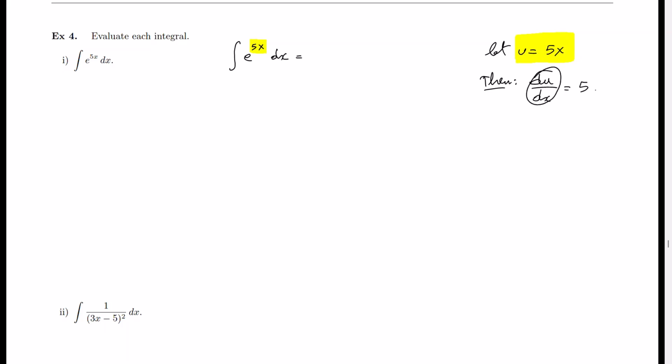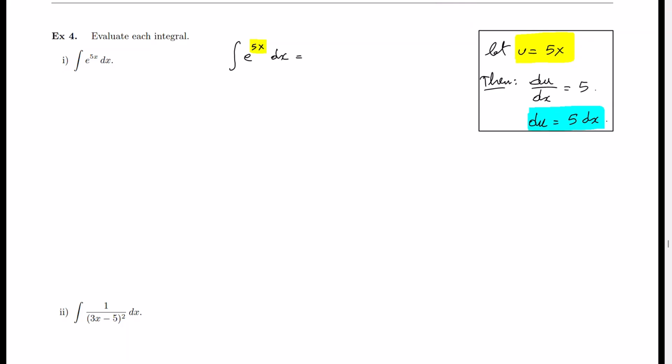But we like to separate our u's from our x's, so I'm going to do an extra step, and I'm going to multiply both sides of this equation by dx to get 5 dx equal to du. So this is the quantity that I usually like to color in blue. So that is the table that I need. This table will help me solve the problem. So here we go. Let's try to solve.